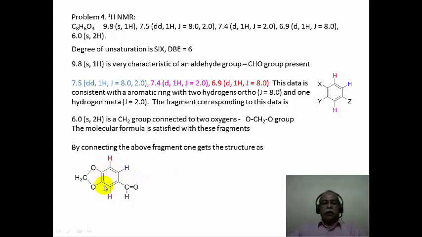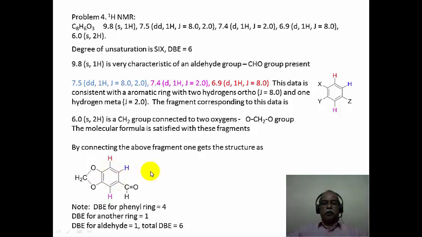Now the degree of unsaturation is accounted like this. The aromatic ring will have 1 unsaturation for the ring structure, and there are 3 double bonds. So totally an aromatic ring of phenyl type constitutes the unsaturation of 4. Then you have an aldehyde functional group which constitutes an unsaturation of 1. The methylene dioxy unit, this ring system, constitutes another unsaturation. So the double bond equivalent of 6 is also satisfied in this manner.